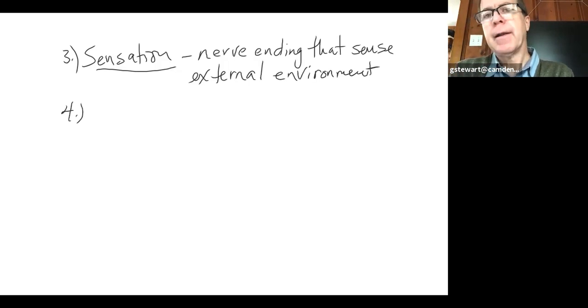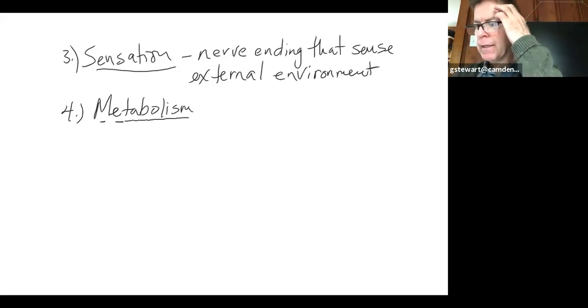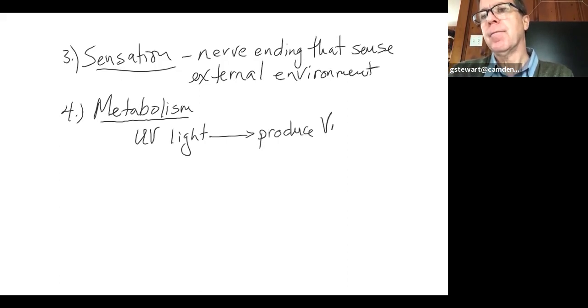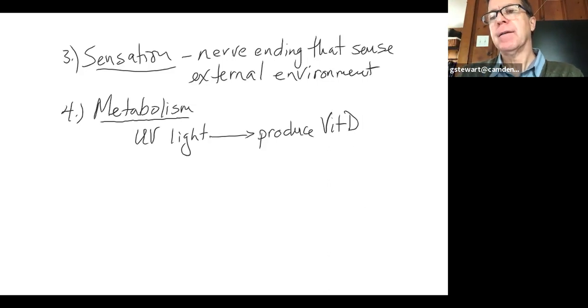So number 4, I'm just going to write the word metabolism. Believe it or not, the skin does have metabolic functions. So UV light on our skin causes our skin to produce vitamin D. There's an inactive form produced by the skin, and then it actually gets converted to an active form by the kidney.